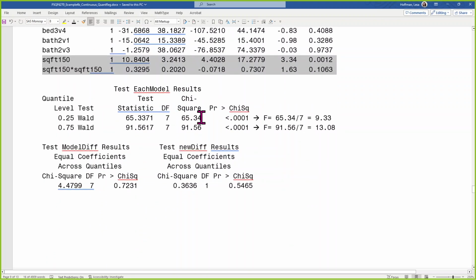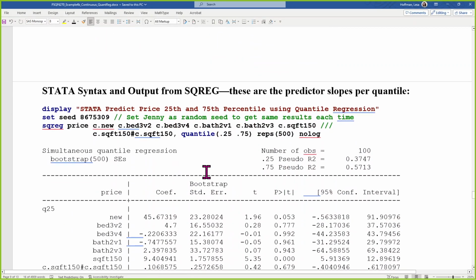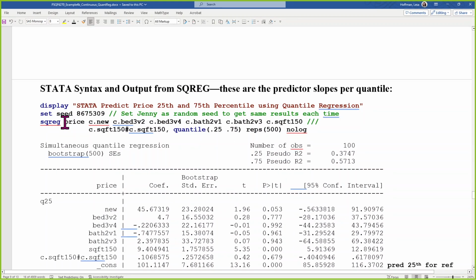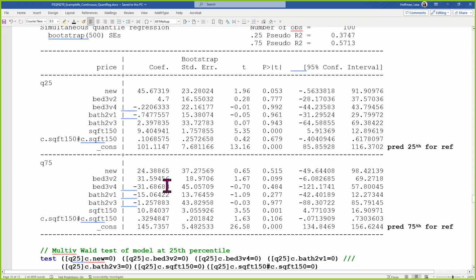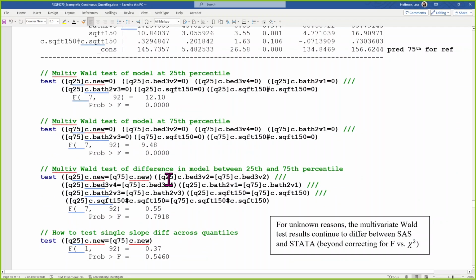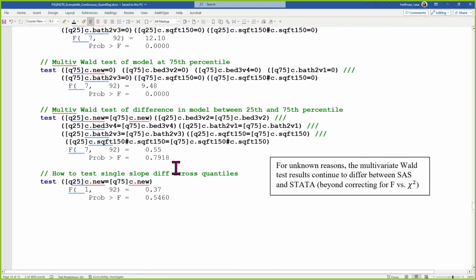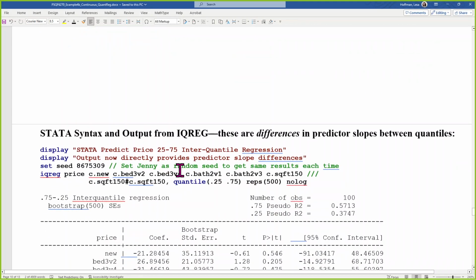Then I get tests of each separate model, and I can also do differences across the quantiles. So you can ask whether the slopes are stronger in one quantile versus another. In Stata, I found the same thing using SQReg, and I asked for both quantiles. So it gives you all of the coefficients that would predict each of those, as well as joint hypothesis tests.